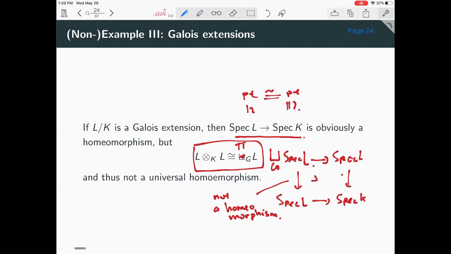If you're interested in universal homeomorphisms, then you should throw Galois theory entirely out of your mind, which may or may not be a healthy thing to do. So that's a non-example. Okay. Any questions about this?